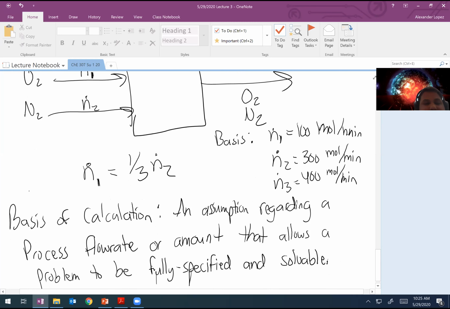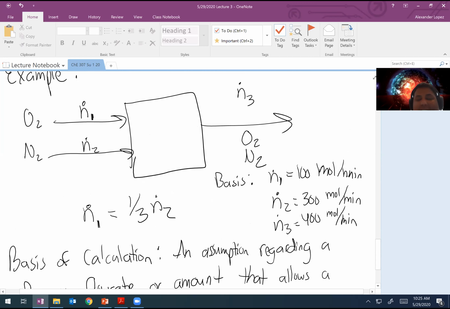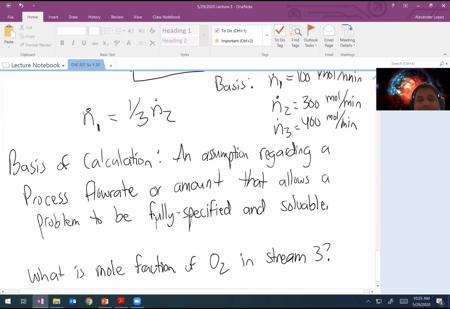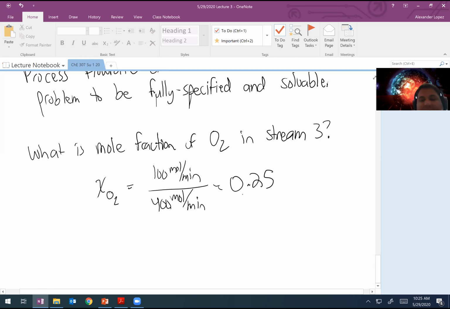And now if I wanted to know what is the mole fraction of O2 in stream 3? Well, looking at this, I have 100 moles of N1 going into N3 out of a total of 400 moles per minute going in. So the mole fraction of O2 in stream 3 is 100 moles per minute over 400 moles per minute, or 0.25. So my mole fraction is 0.25, or my mole percentage is 25 mole percent.